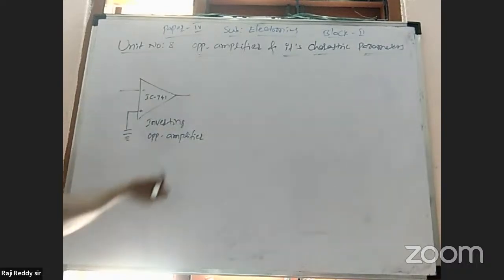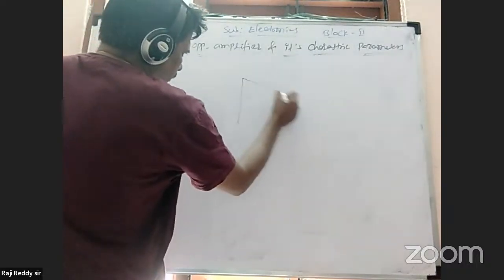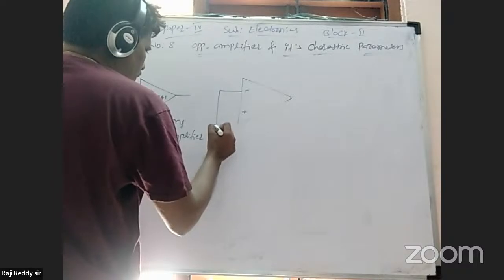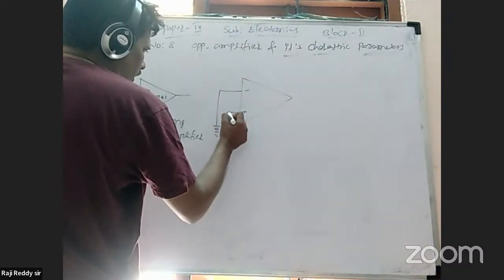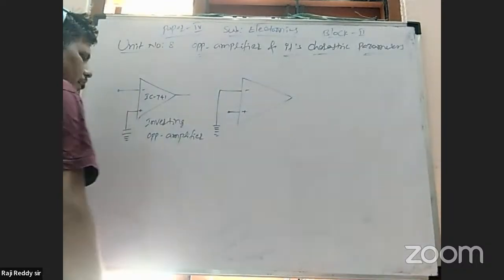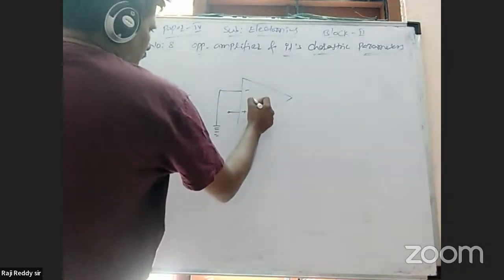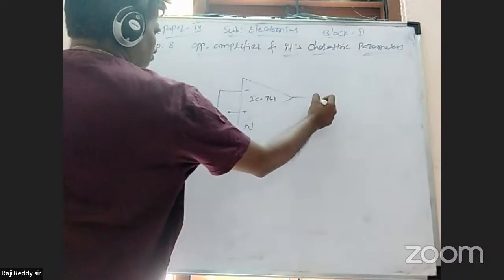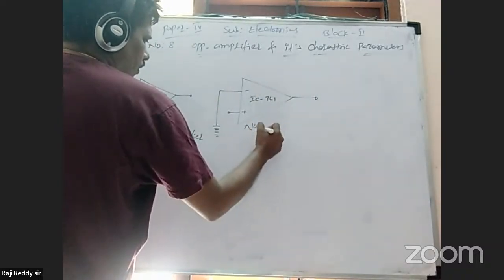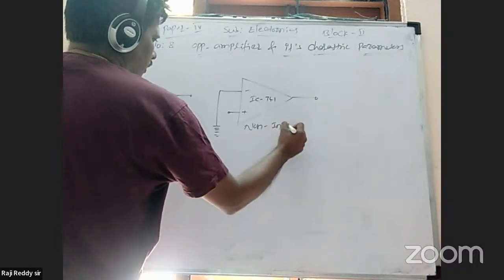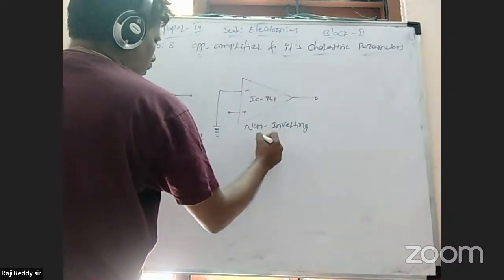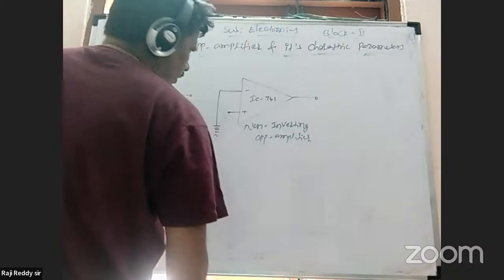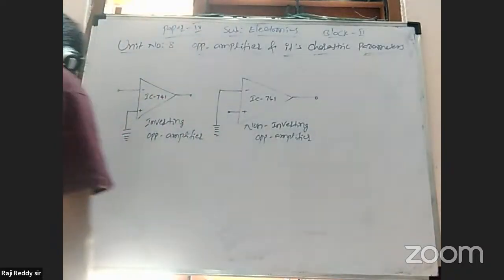Next, the second one, non-inverting operational amplifier. If the negative terminal is connected to ground and the positive is connected to input, this is IC 741 non-inverting. This is the output terminal. Non-inverting operational amplifier.